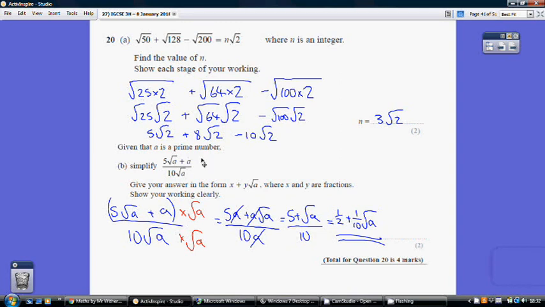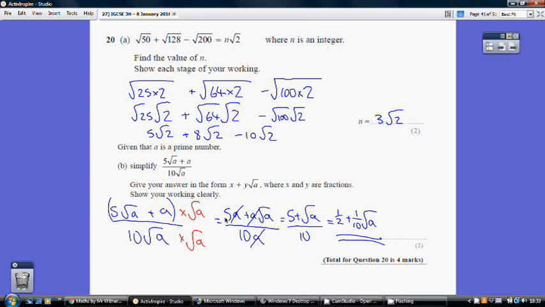Well, we choose to multiply top and bottom by root A. So that's what I've done here. So doing a claw, we've got 5 times root A, which is 5 root A, and then A root A, the second claw here. And on the denominator, we've got 10 times root A times root A. Well, root A times root A is A, so that's 10A.